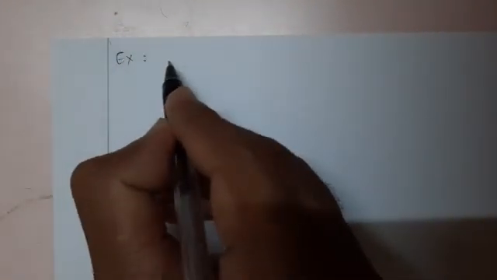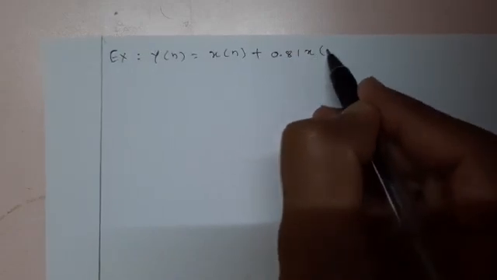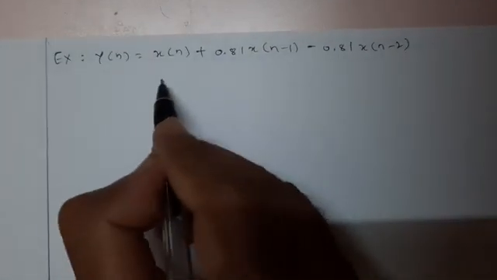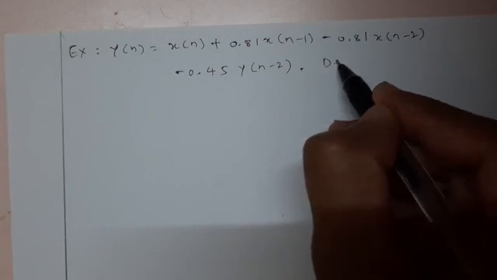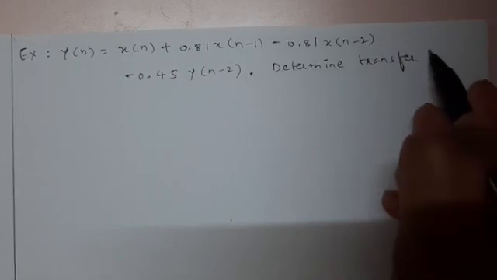I'll take another form of example. An LTI system is described by y of n is equal to x of n plus 0.81 x of n minus 1 minus 0.81 x of n minus 2, minus 0.45 y of n minus 2. They have asked you to determine the transfer function.